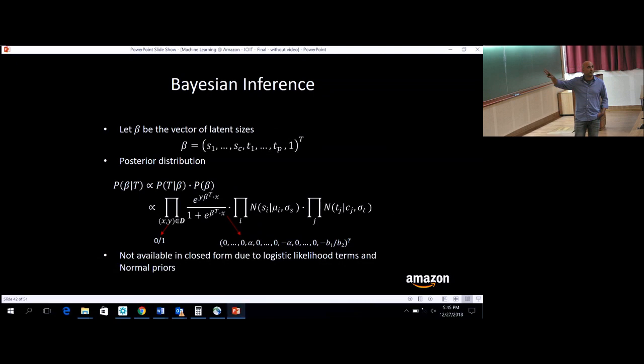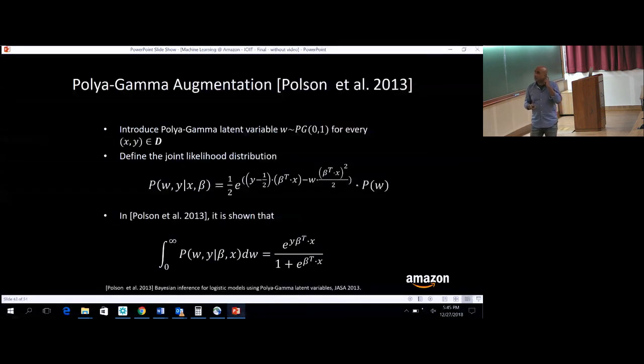One can simplify it, so a product of logistic terms over XY pairs, where Y takes value 0, 1, and X is a vector with alpha and minus alpha in positions of SI and TJ, assuming that this term has come from a transaction IJ, Yij, right? And you have some constants at the end. Now, the posterior distribution is not available in closed form, again, due to these logistic likelihood terms and these normal priors. And so we use Markov chain Monte Carlo methods here to approximate the true posterior.